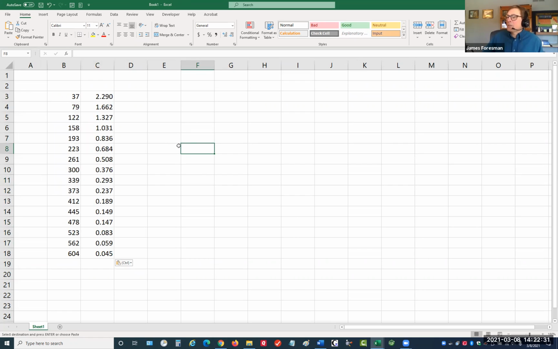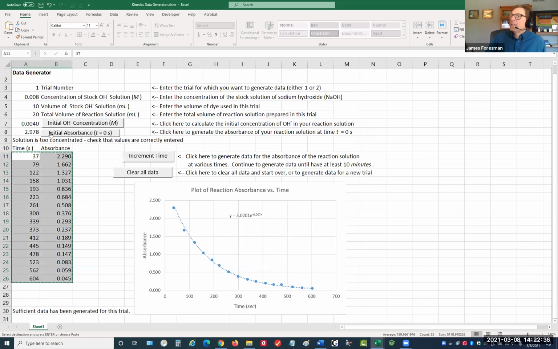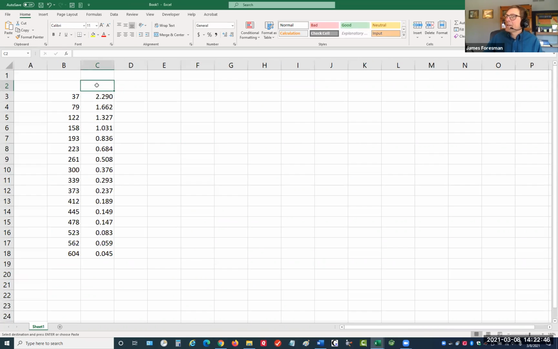And there's actually another point that you can add to this, and that's the initial absorbance. That's for time equals 0. So I'm going to copy that data, 2.978, and paste that in and call that time 0. Now I can label my data, time in seconds. And this is absorbance.